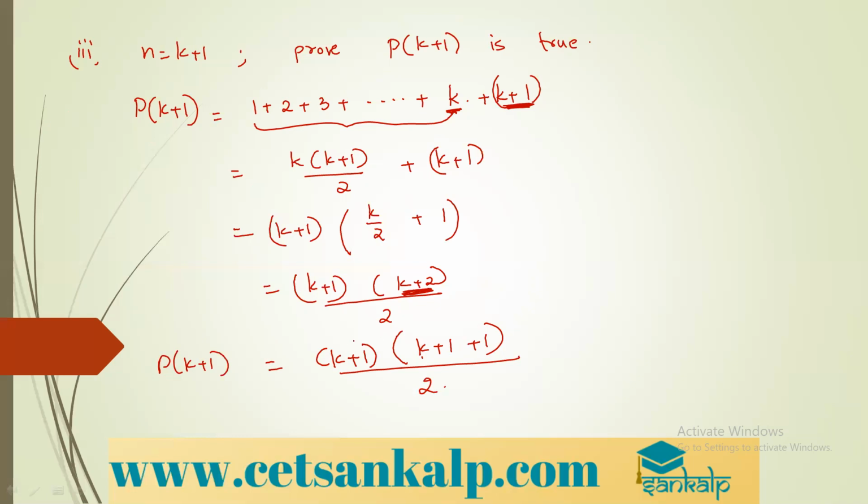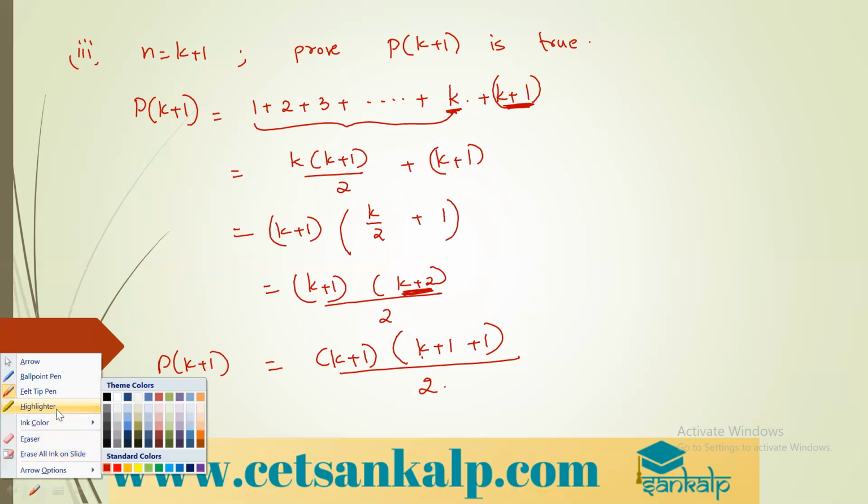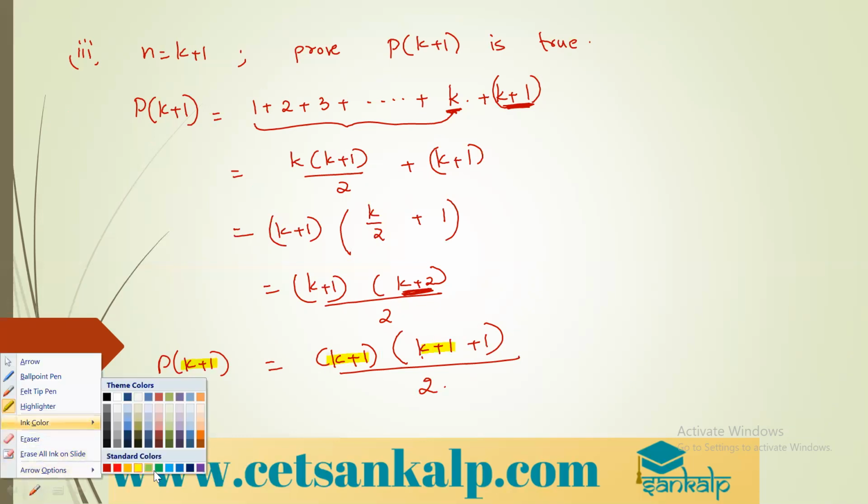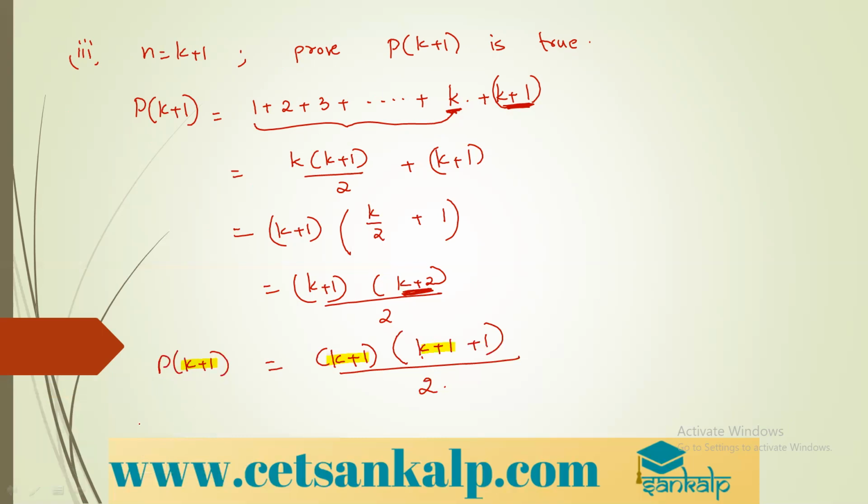Why am I writing like this? Because, concentrate on k plus 1. And then what you can see, how is it looking? It's looking like something which we know, P of n equal to n into n plus 1 by 2, the P of n statement. This is n. K plus 1 is n. That means I got the P of n statement only.